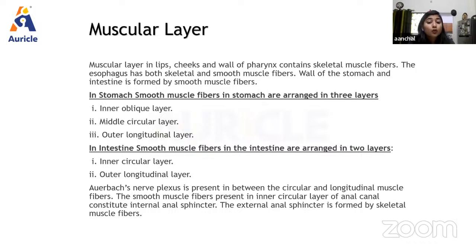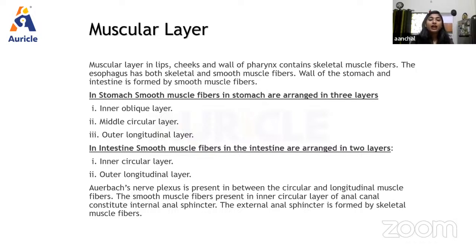So you need to remember that inside the anus, the internal anal sphincter is involuntary. It is not in our control. It is composed of smooth muscles, but the external anal sphincter is made up of skeletal muscle fiber. So that's why it is voluntary in nature.